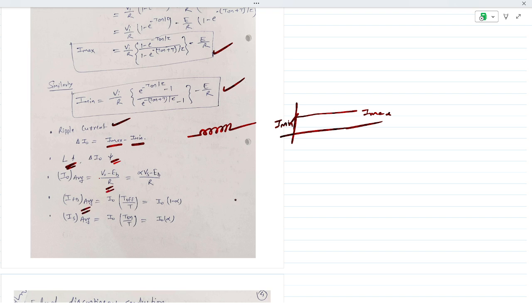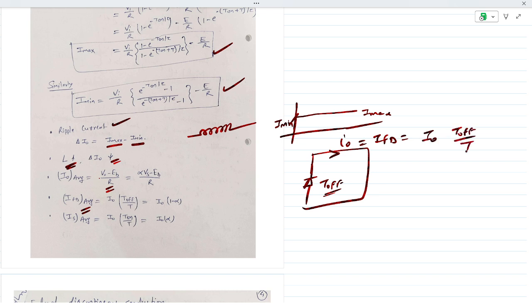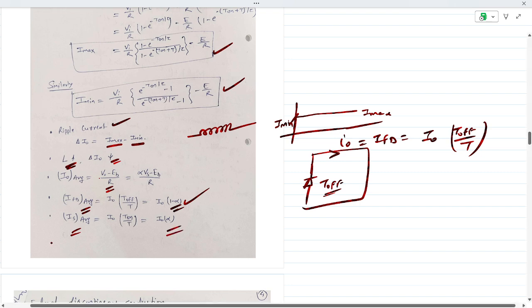And the freewheeling diode, this is very important. The freewheeling diode will only work when the chopper is off. When the chopper is off, the current through the freewheeling diode is nothing but the i naught current. So this is the average value of current into T off upon capital T, because it is working only when the chopper is off. T off upon capital T means 1 minus alpha, and I_S average, the supply current, is i naught into alpha. So this is the one mode of operation.